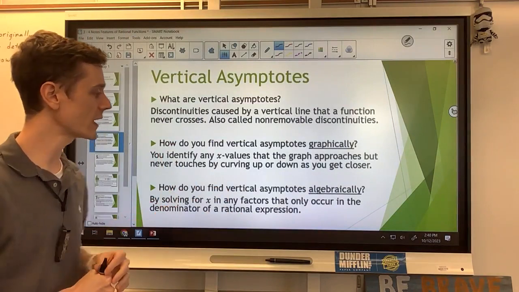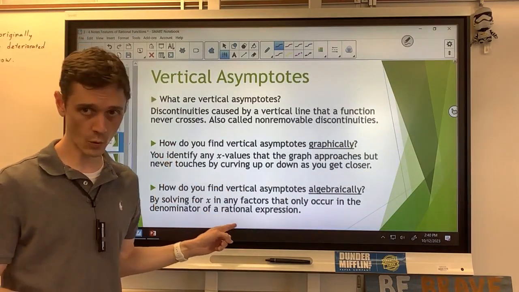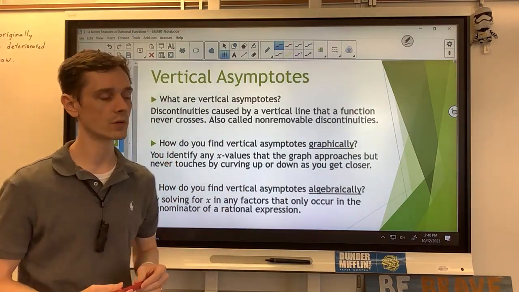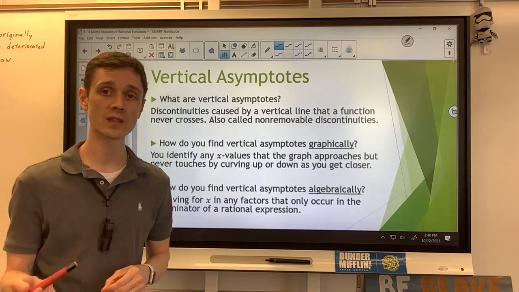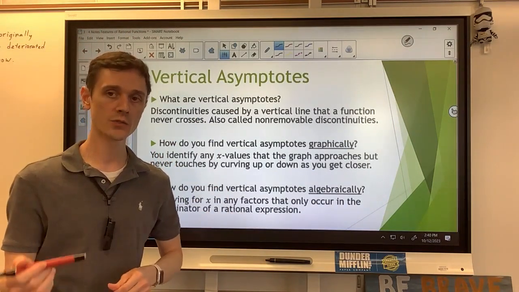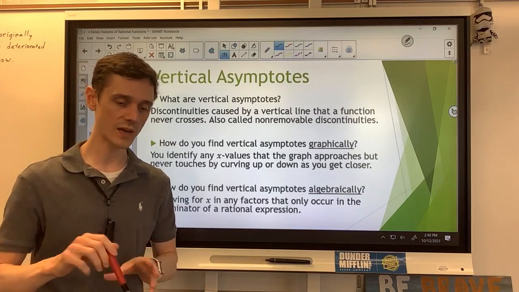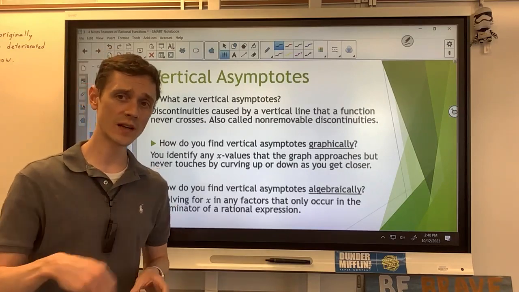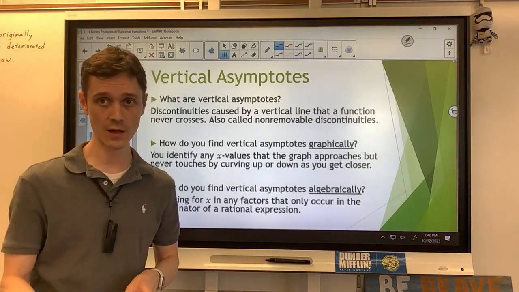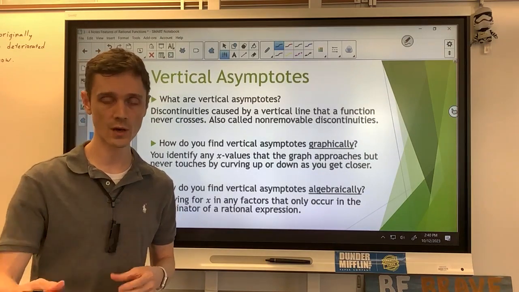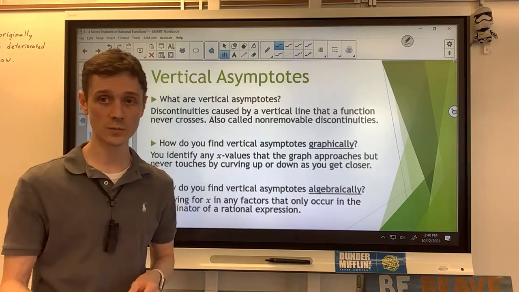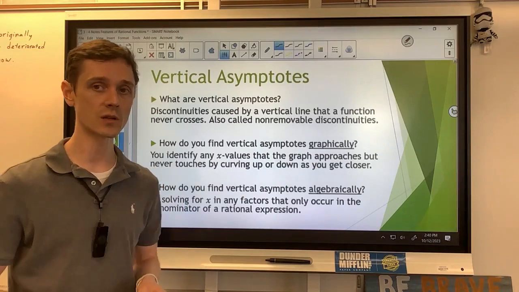How do you find the vertical asymptotes algebraically? Similar to the whole process, you're looking for any solutions from the denominator only. So you get your factoring done on the numerator and denominator. You take the factors from the denominator that did not cancel out, so you do not have a matching factor for it on the numerator. And when you set those expressions equal to 0 and solve, those are the ones that create your vertical asymptotes in this case.